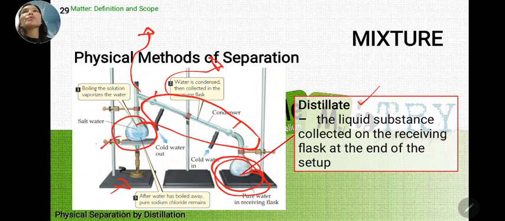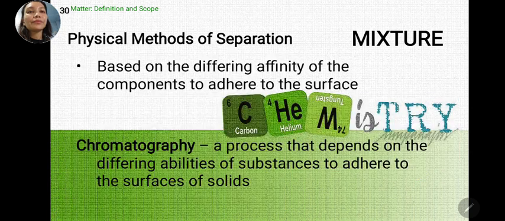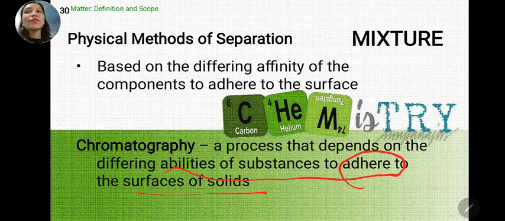Usually, ginagawa to sa pag-purify ng water natin. Kung makikita nyo minsan dun sa mga binibili natin na water bottles, makikita natin yung distillation, isa sa process na ginagamit nila para ma-purify yung water. Next is chromatography. This is a process that depends on the differing abilities of substances to adhere to the surfaces of solids. So, sa forensic chemistry, isa yung chromatography sa ginagamit namin na process para ma-determine yung presence ng dangerous drugs.